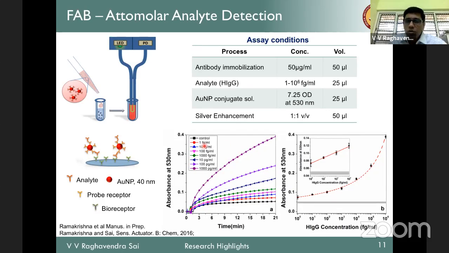In fact, this is with human IgG concentrations. We were able to go down to 1 femtogram per ml concentrations in 25 microliters. That means about 100, 150 molecules in the 25 microliters, which is not a joke, right? So it's a combination of a good sensor and a good nanomaterial that gives you such a nice result.